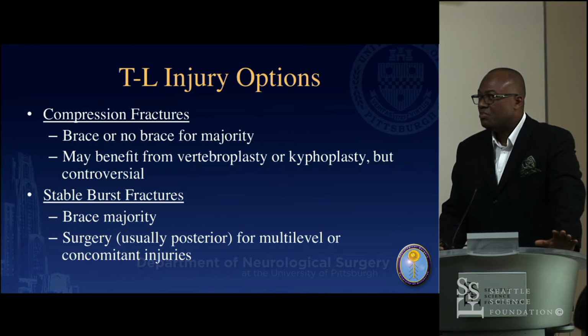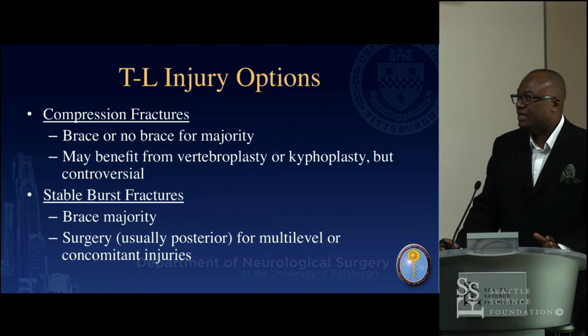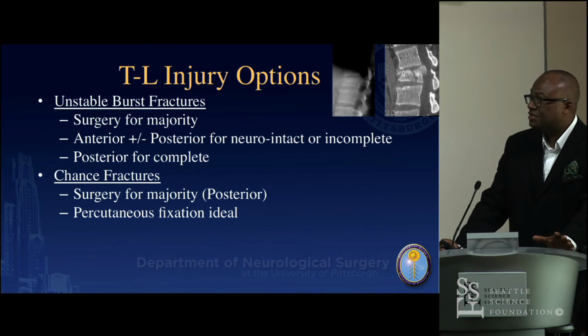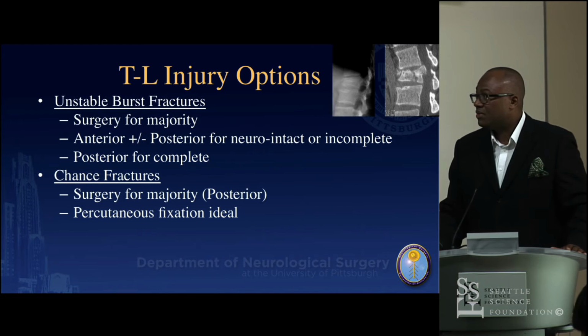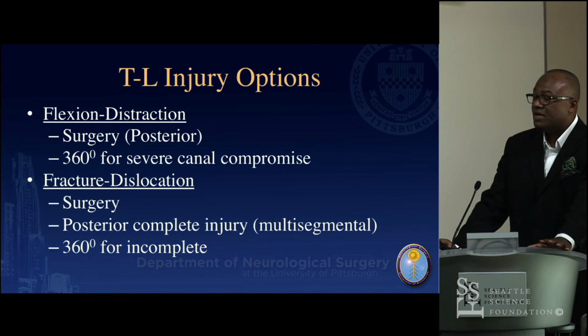Now, stable burst fractures, I tend to brace for the majority. Surgery is usually posterior, multi-level, or if there are concomitant injuries, we do additional levels. With unstable burst fractures, surgery for the majority. Typically, I'll say anterior-posterior for near intact or incomplete, posterior for complete. If we're talking anterior-posterior, we have to coach ourselves on what kind of cases we can do in our institution and what kind of training you are getting, okay? So flexion distraction, we're talking posterior only, 360 degrees for severely cord compromised.